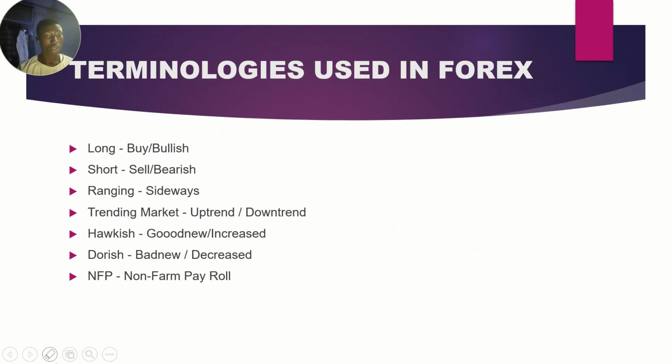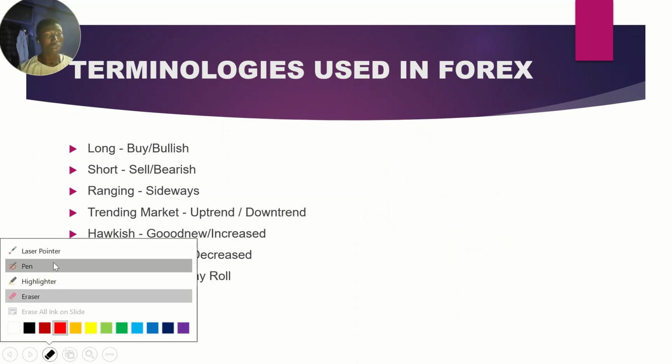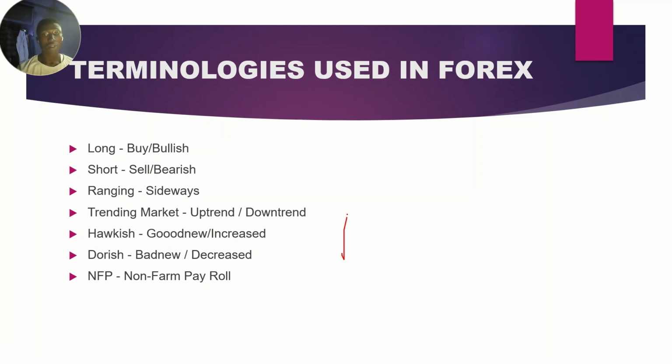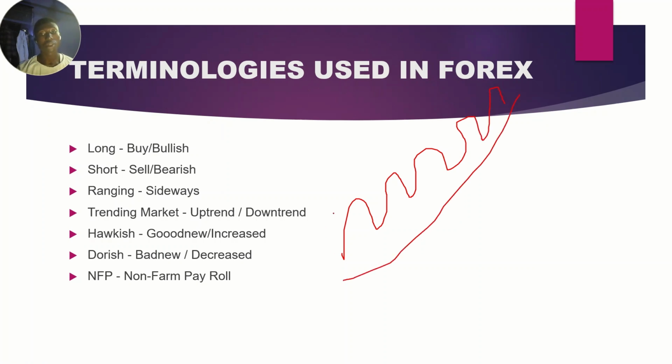Good. Now let's go to an uptrend. Okay, let me show you uptrend. So we have an uptrend, something like this. It moves up, then connect. So this is an uptrend. You can see uptrend over here. This is an uptrend, and then we have downtrend.